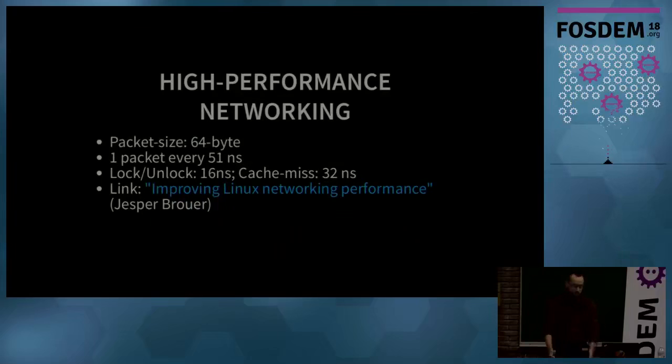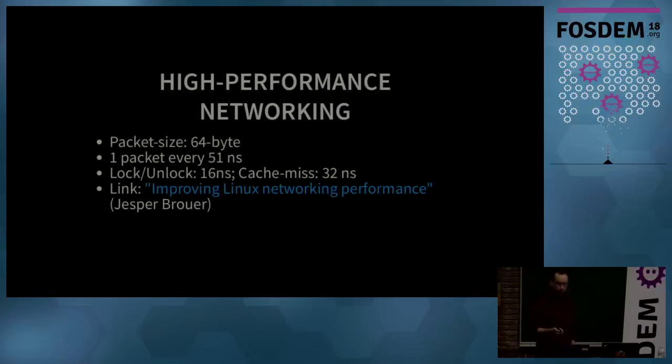With the smallest possible packet of 64 bytes, we're getting a new packet every 51 nanoseconds. Operations that happen in the kernel, such as locks or an L2 cache miss, have a cost that will eat almost the whole budget. And there is a great article and presentation by Jesper Brouer, who is there, hello, where he explains all these things. So people found out this problem in the kernel, and they started to think of solutions.